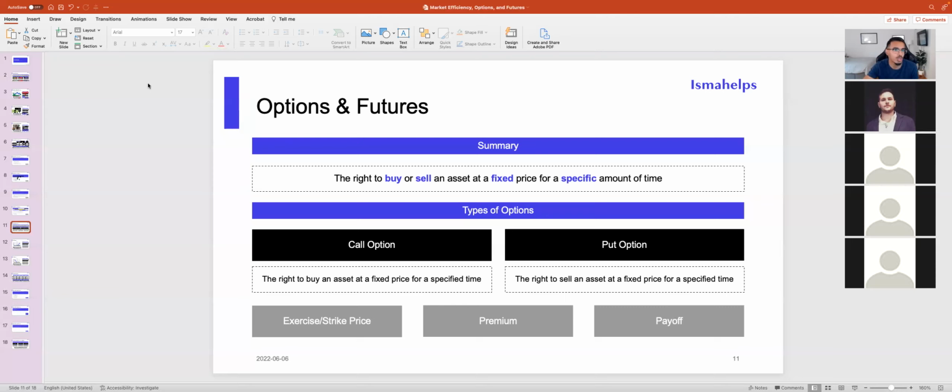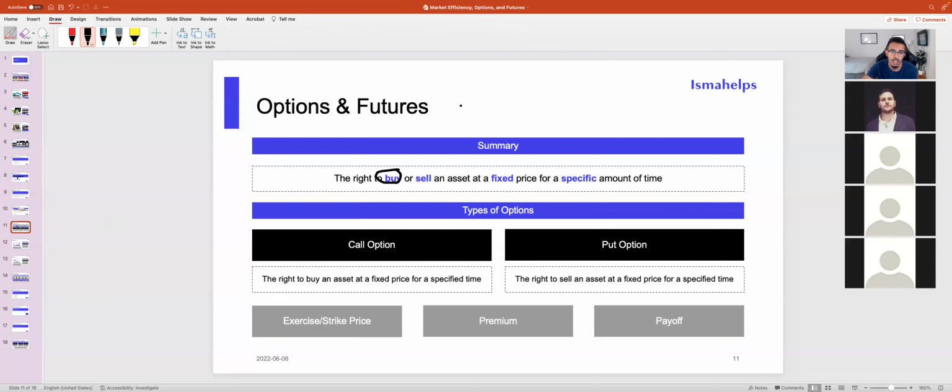Now let's try to maybe just write it down. An option would be the right, let's say, to buy an asset at $50 for a specific time. So let's say from December all the way to March. That could be one way to think about it. You bought something for a specific price, okay? You have the right to buy something at a specific price for a specific amount of time. Simple like that.